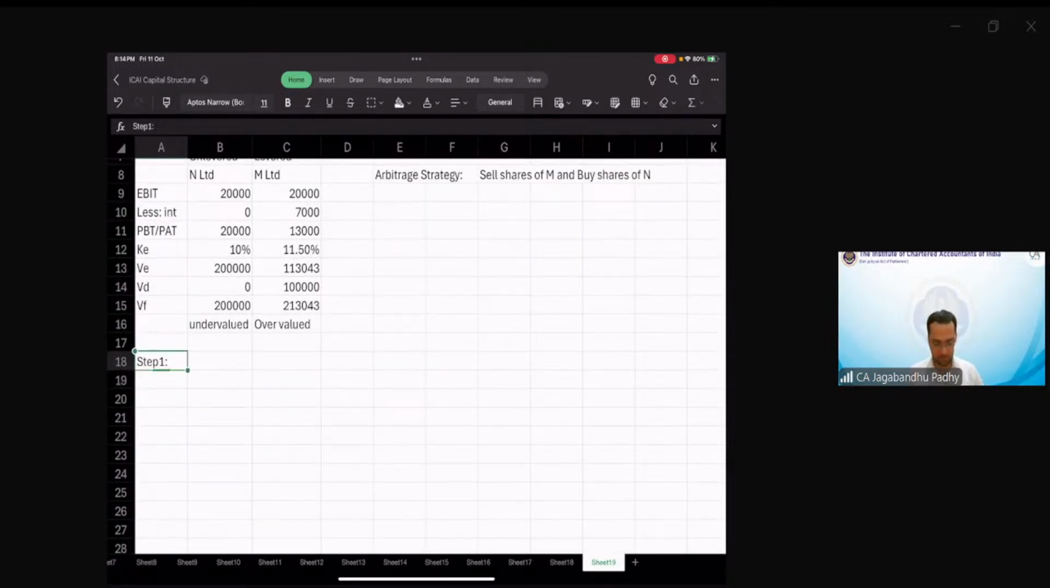First step, if you're saying that you are going to buy the shares of N Limited, of course, I need to have that much money.